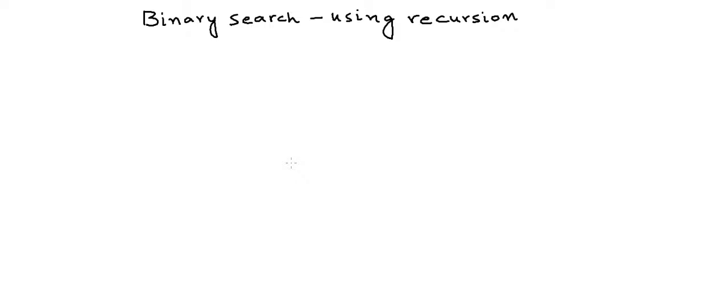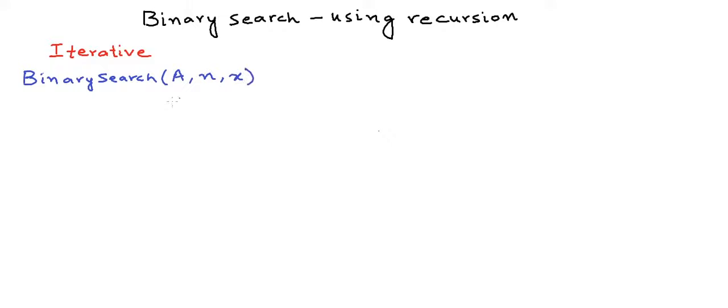Let us first quickly write an iterative version of binary search. So I will write a method binary search that will take as argument a sorted array A, the size of the array n, and an element x that is to be searched for. Then we initialize two variables, low to 0 and high to n minus 1.